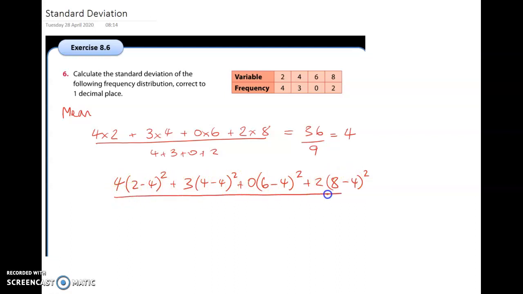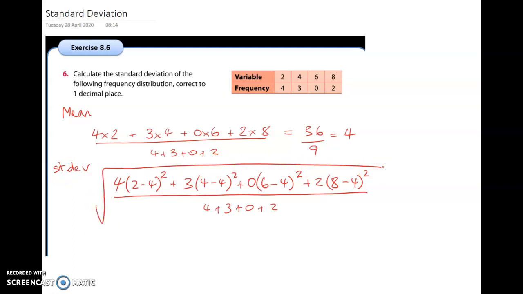And on the bottom, I'm going to have my frequency total. So my frequency total is 4 and 3 and 2, which again is the 9. Now, to work out the standard deviation, what we actually want is the square root of all of that.